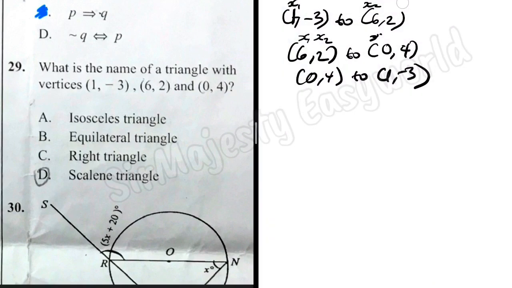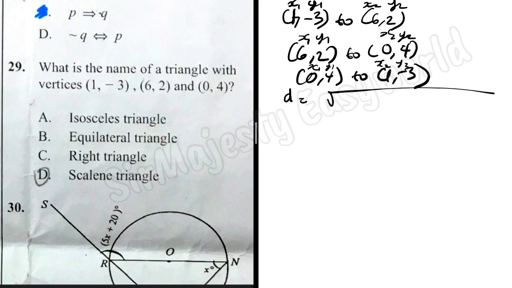This is x1, y1, x2, y2, and so on for each point. Remember the formula for the distance between both sides: the square root of (x2 minus x1) squared plus (y2 minus y1) squared. So let's do the first one.